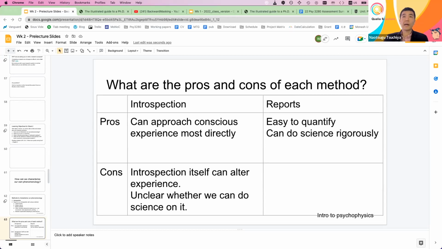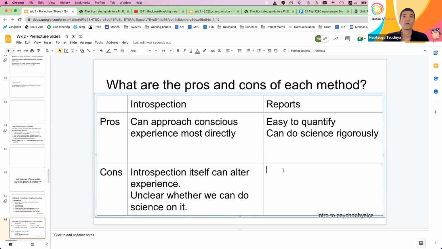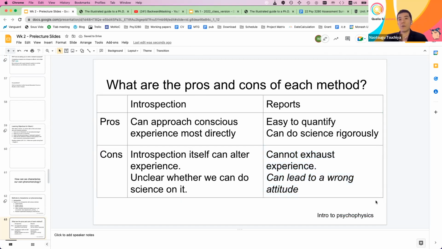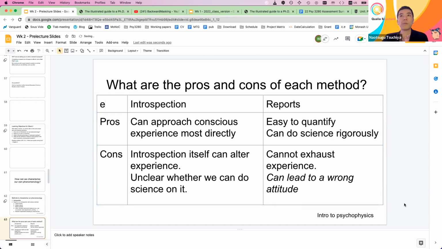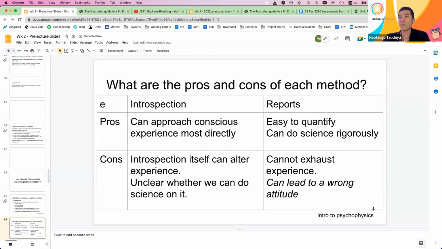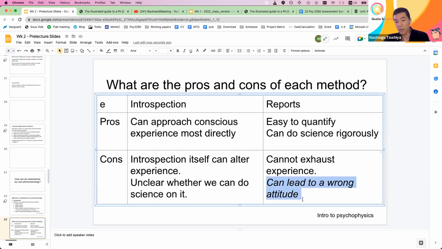Okay, and then reports are the opposite of introspection. So possibly, reports can only take into account what has been prepared by the experimenters. Like if you're studying happiness, maybe you can ask about happiness, but it's plausible that some experience may contain both happiness and anger, but it may not be asked. And I also put this a bit difficult thing called leading to a wrong attitude.